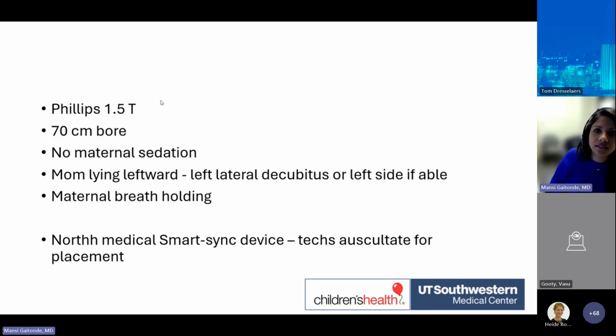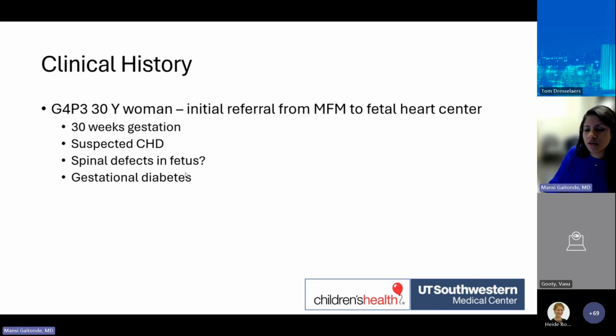Our magnet is a Philips 1.5 Tesla magnet, and we have a big bore, so that's comfortable for the mothers. We're not using any sedation, and we are utilizing maternal breath holding if possible, and the SmartSync device, which they reviewed. Our techs are the ones auscultating for placement. So I'll go into the case.